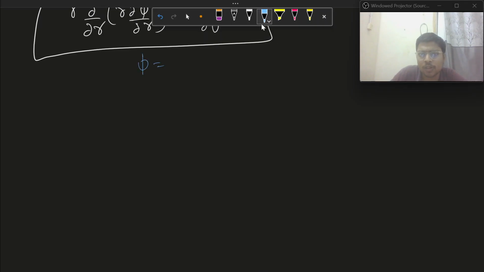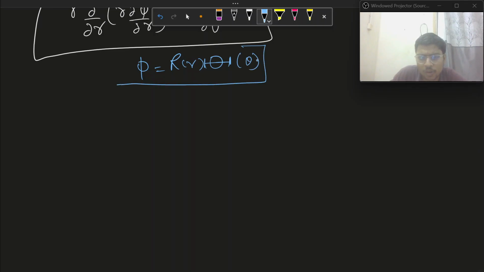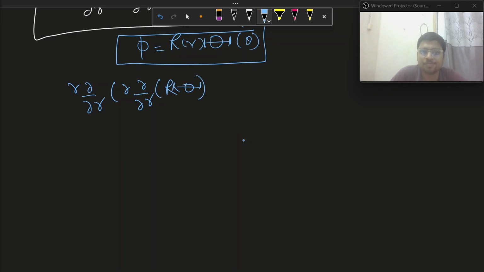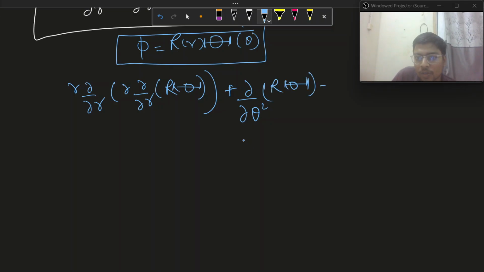Now we assume phi to be a function R(r) times Theta(theta). Now we put this in the equation, so finally we get r d by dr of r dR by dr times Theta plus R times d squared Theta by d theta squared is equal to 0.